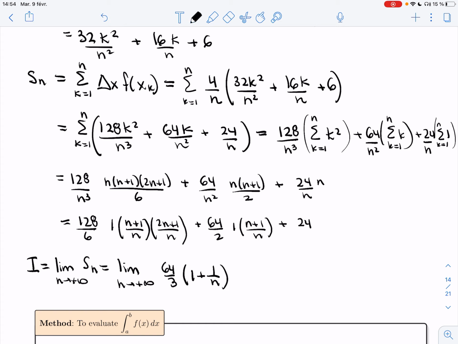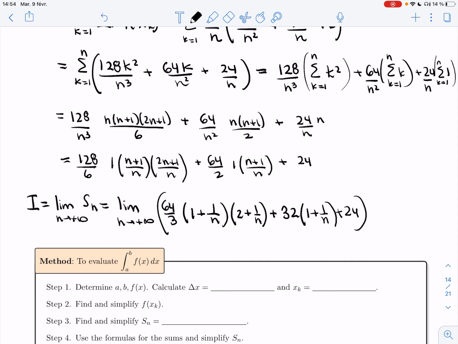I'm going to split the fraction. So that's going to give me 2 plus 1 over n. And then the limit will be very easy to take. Same thing for the next term. I get 32, 1 plus 1 over n plus 24.